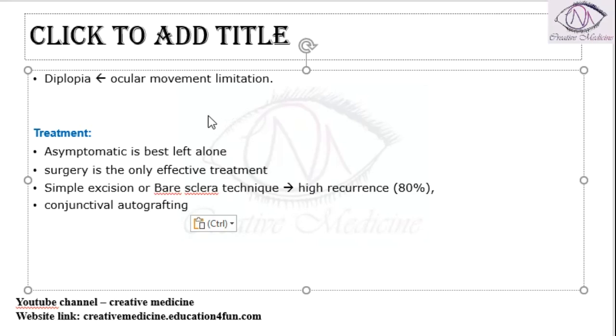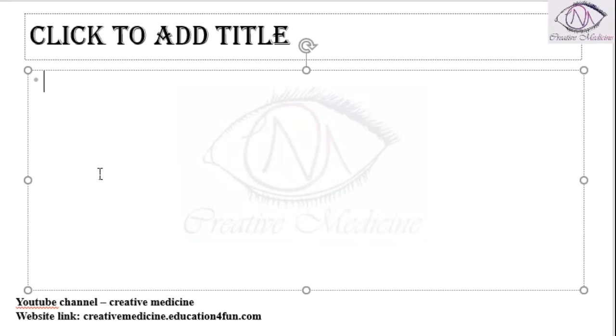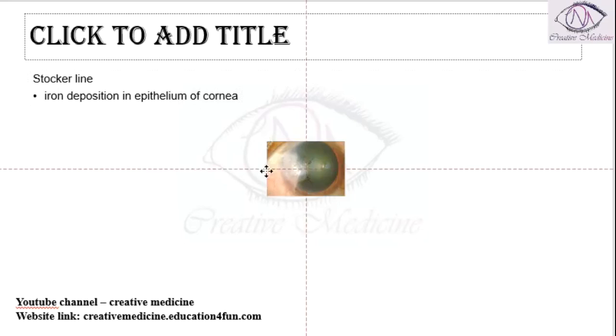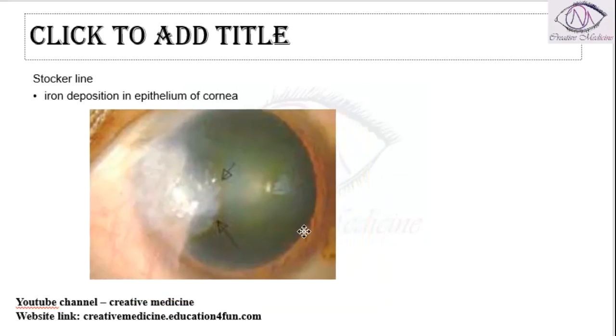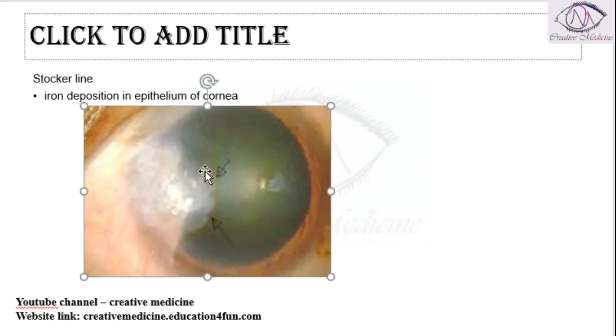In pterygium, there is iron deposition in the epithelium of the cornea, which is called Stocker's line. Stocker's line is the iron deposition in the corneal epithelium, and this is the Stocker's line seen here.